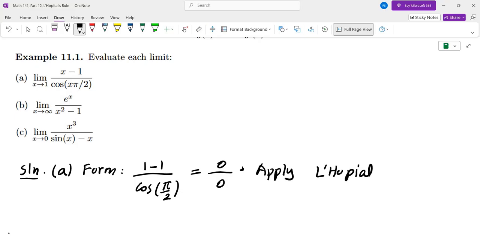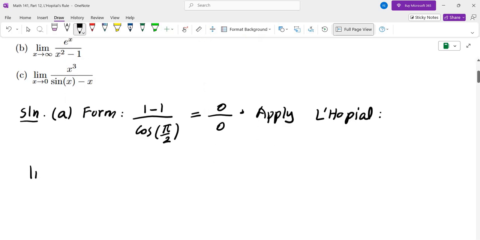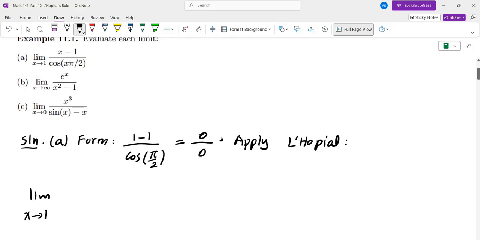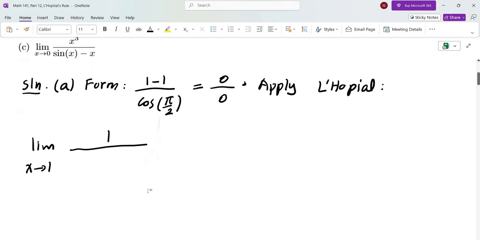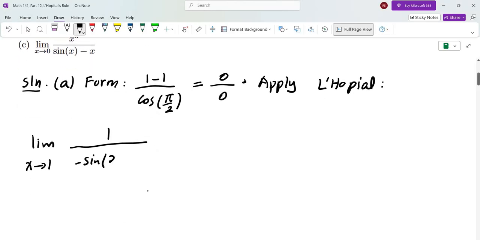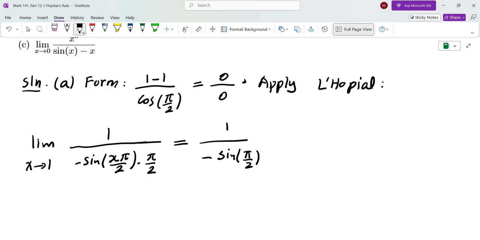And if we apply L'Hopital's rule, we're going to get the limit as x goes to 1, that was given, and then we have to differentiate the numerator and the denominator. So the derivative of x minus 1 is 1, the derivative of cosine is negative sine, and then we have to apply the chain rule, so multiplied by pi over 2. Now we can plug in 1, so we get 1 over minus sine of pi over 2, and then we can put the 2 on top, and pi at the bottom, so the answer would be negative 2 over pi.